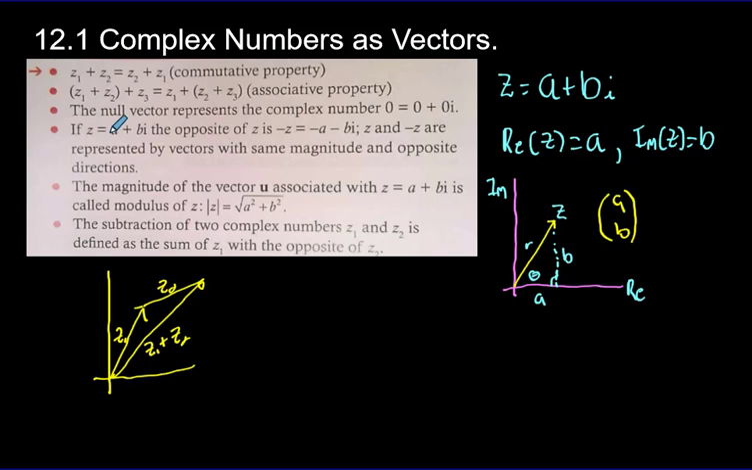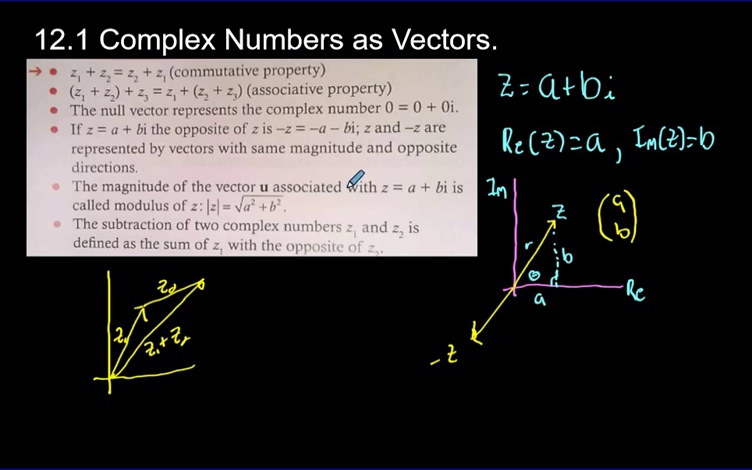Then it says if z is equal to a plus bi, the opposite of z would go the other way. So if this was a plus bi, the opposite of that would end up going something like that, where it just goes in its opposite direction. So if this was z, this would be negative z, and that's what ends up happening.